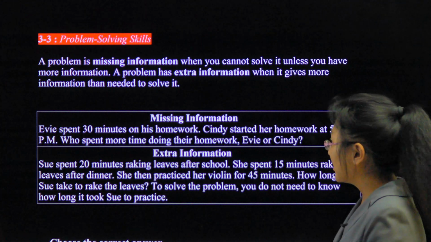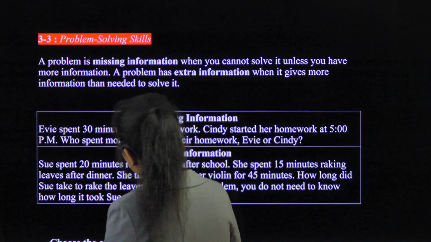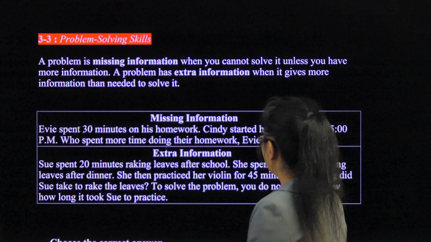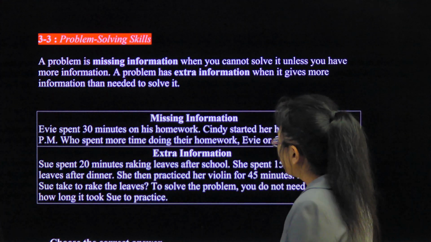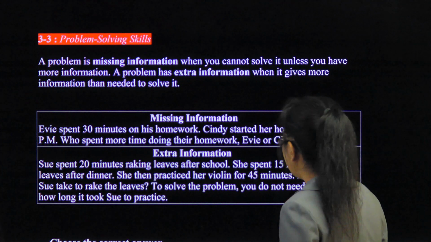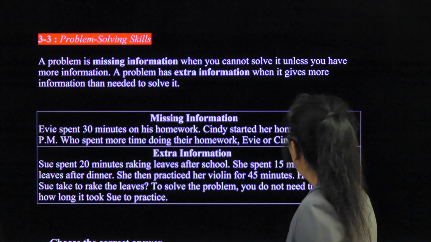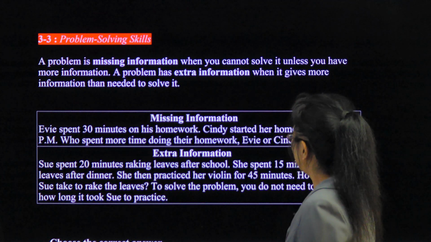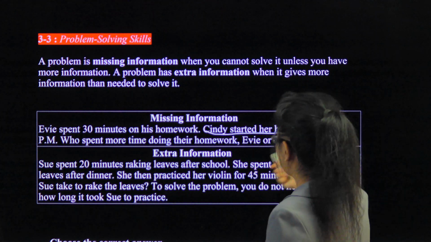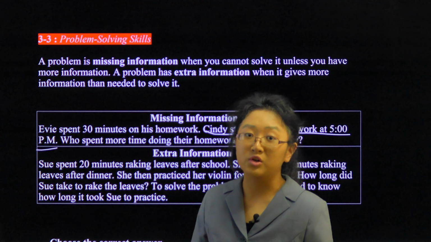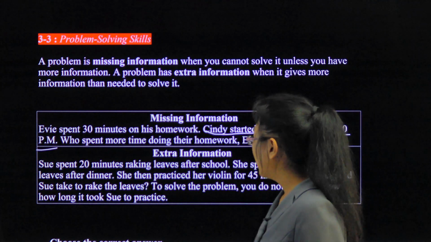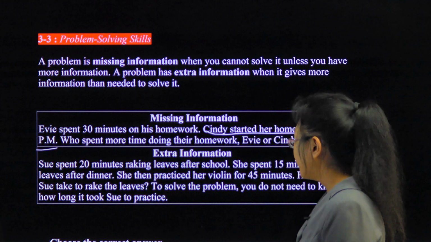An example of missing information is Evie spent 30 minutes on his homework. Cindy started her homework at 5 p.m. Who spent more time doing their homework, Evie or Cindy? Well, you see, we don't know how much time Cindy spent on her homework because we don't know when she stopped doing homework. Which means that we can't solve this problem.